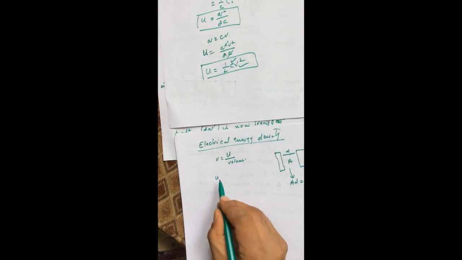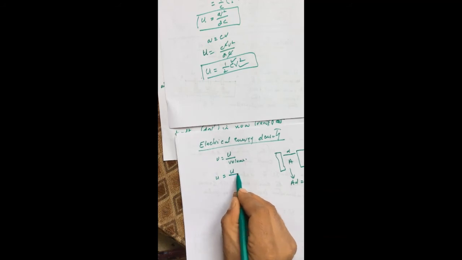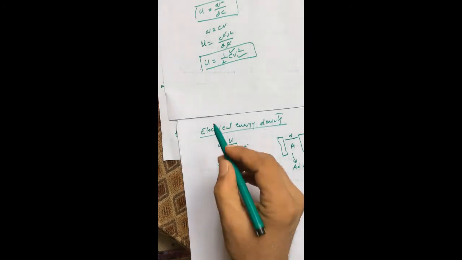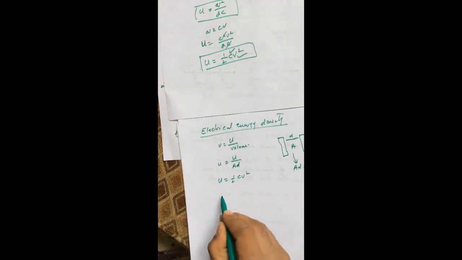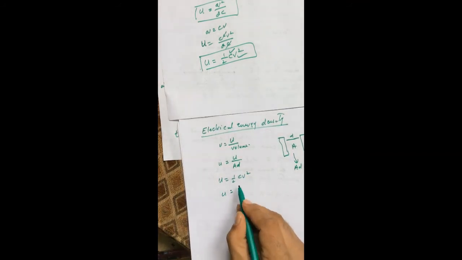Now suppose we have a parallel plate capacitor. This has a separation D, and let's suppose it has an area A, then the volume of this region in between the plates of the capacitor is AD. So electrical energy density will be equal to U over AD. Now we know that U is equal to 1 over 2 CV square. So the energy density will be equal to 1 over 2 CV square over AD.